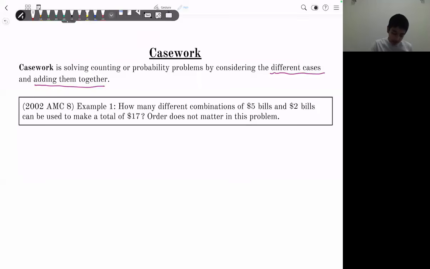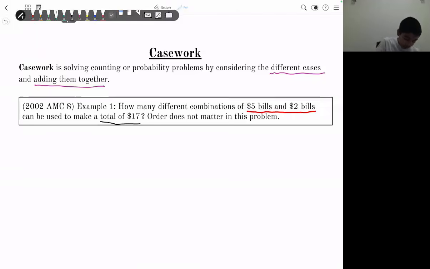So how many different combinations are there of $5 bills and $2 bills that can be used to make a total of $17? And in this problem, order does not matter. Okay, so let's look at the different cases. Of course, it's obvious that if you have 4 or more $5 bills, that's going to exceed the total of $17. So there has to be at most 3 $5 bills, because if there are 4 or more, the total will exceed $20. So that's not even possible. So let's look at the 3 different cases.